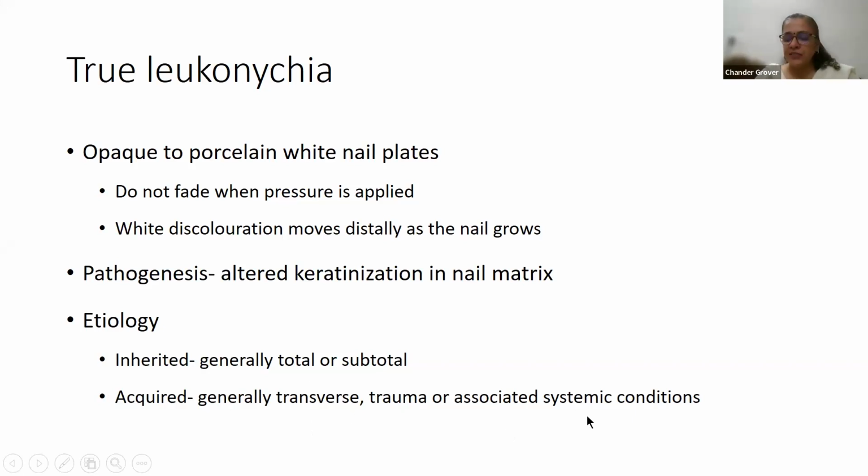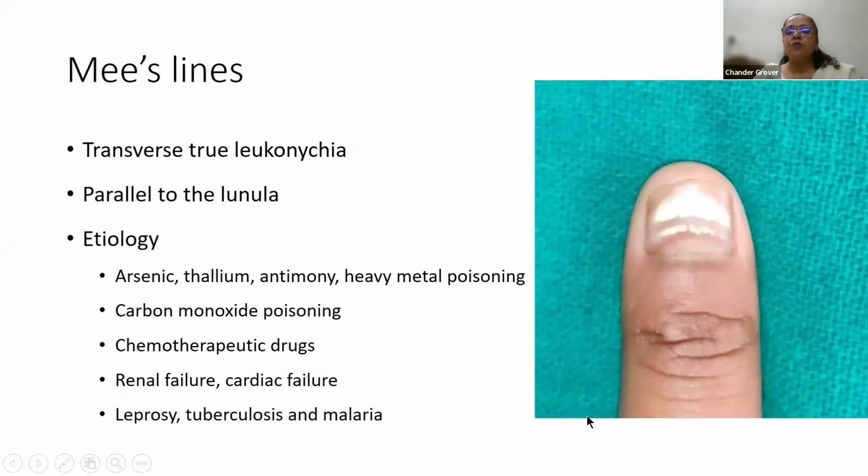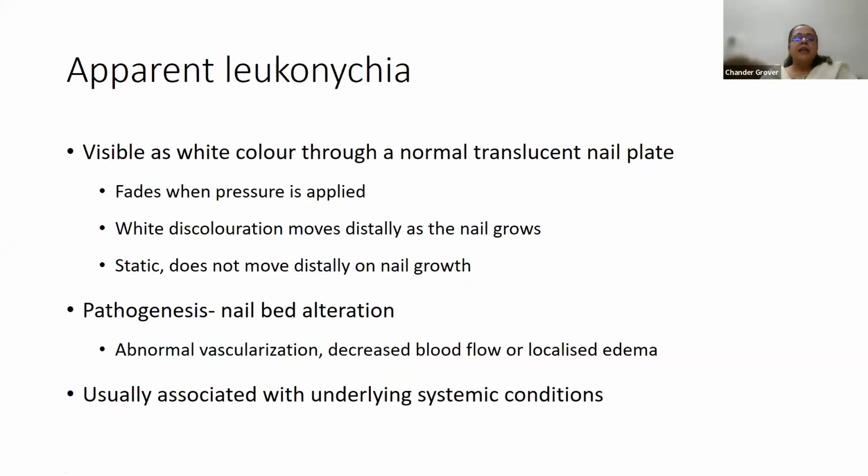Transverse trauma-associated systemic conditions. So you have what are known as Mees lines, two transverse leukonychia parallel to the lunula, conventionally associated with heavy metal poisoning, but also seen with many chemotherapeutic drugs, renal failure, cardiac failure, and even in patients with leprosy. Then apparent leukonychia, where it appears white, but when you press the distal end, the color changes because the whole nail becomes white.